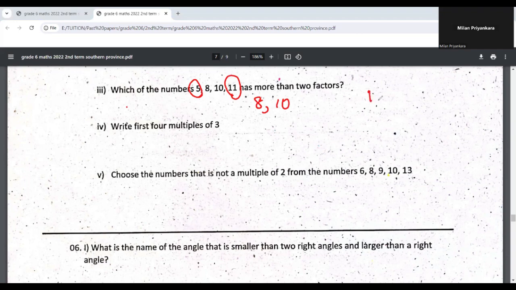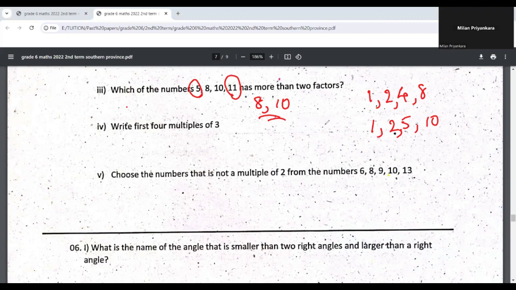For 8, you have 1, 2, 4 and 8 as the factors of 8. For 10, you have 1, 2, 5 and 10 as factors. So these are the answers, right?